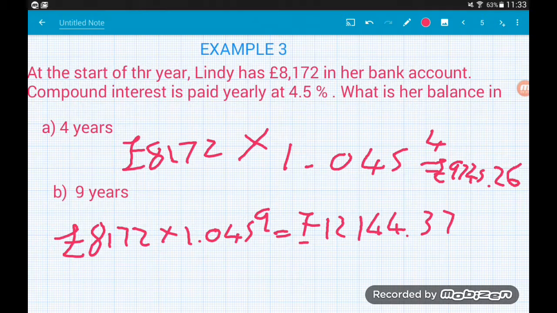In the next video we will do some exam type questions on simple and compound interest. Hope this has helped.